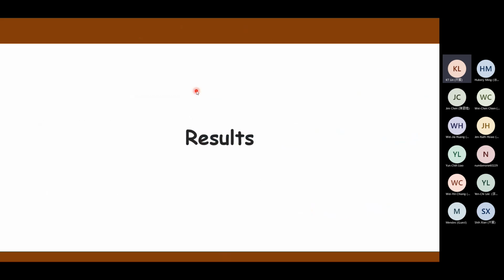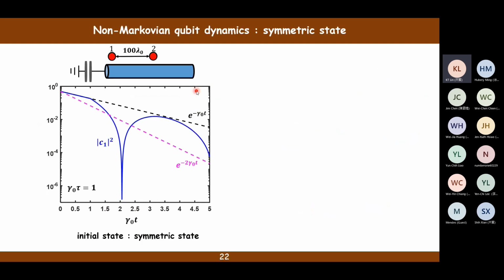So now I can show you some numerical results. First, I will show you the non-Markovian dynamics of the qubits. We initially set up our system in the symmetric state, and this figure shows the dynamics of the population of the qubits. As a comparison, we also draw the single qubit exponential emission decay, and also the superradiant decay.